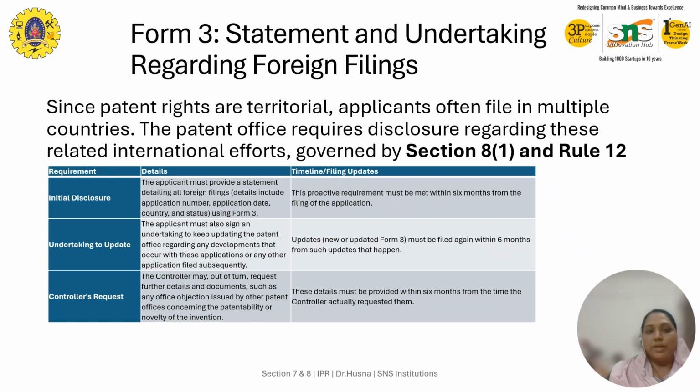If you later file additional foreign applications, you must revise Form 3 and submit the updates. So the timeline for Form 3 is: you must file Form 3 within 6 months from the date of Indian filing. If anything changes, like a new filing, grants, or refusals or objections abroad, you must update Form 3 again within 6 months of that change.